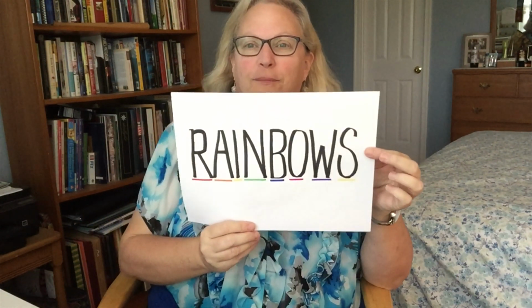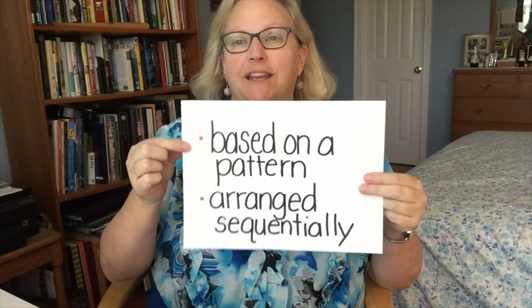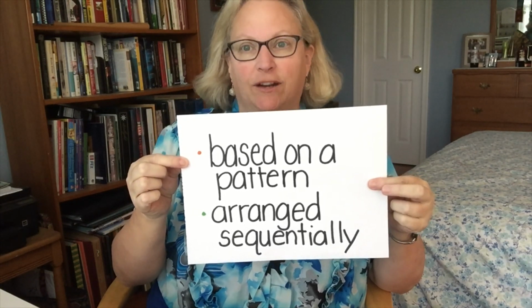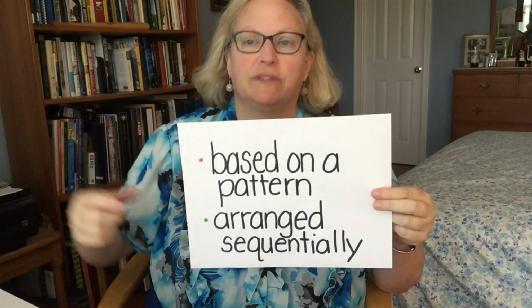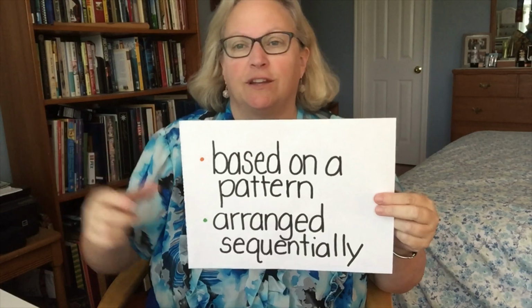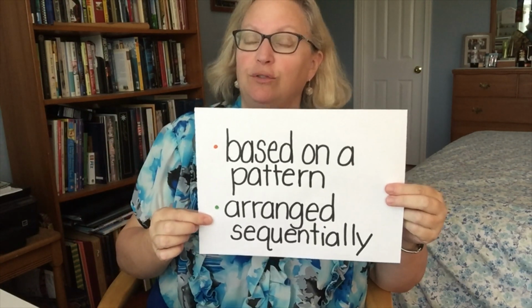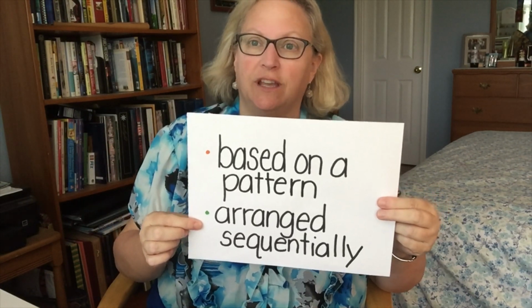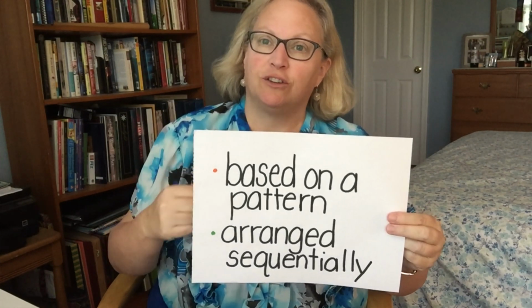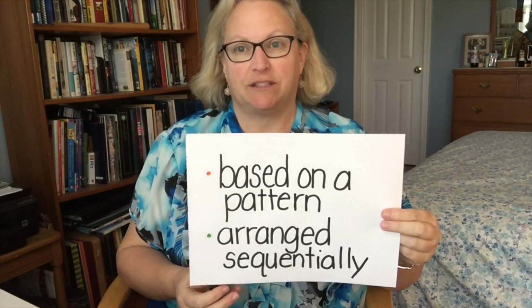Today we're going to be focusing on a kind of problem I call a rainbow problem. In order to solve a rainbow problem, you're going to need a set of numbers. There are two requirements for the set of numbers. Number one, they need to be based on some sort of a pattern. They're typically multiples of a number, but they can be based on other patterns. And number two, they need to be arranged sequentially, so either from smallest to largest or largest to smallest.